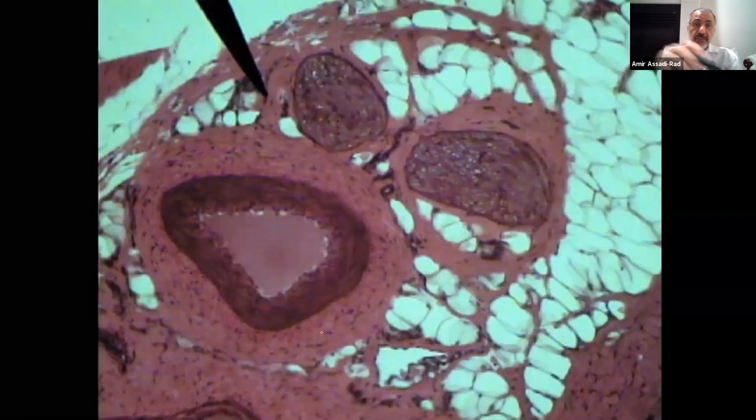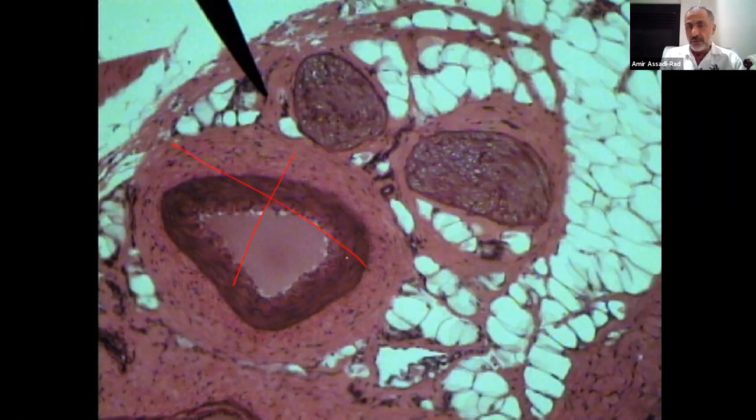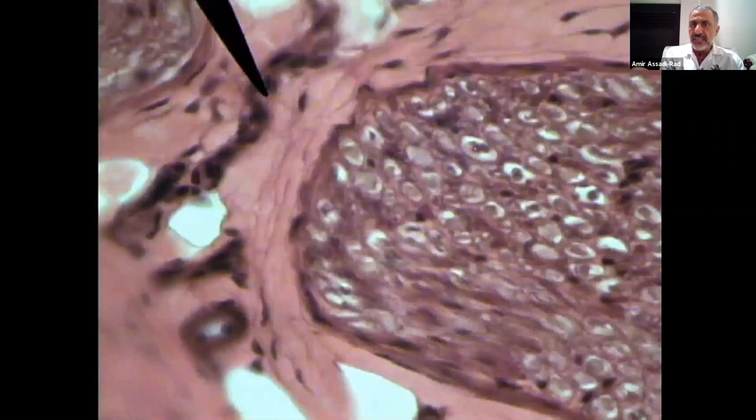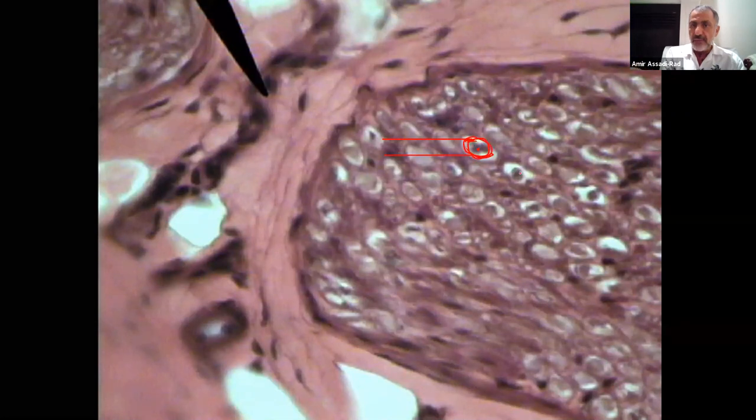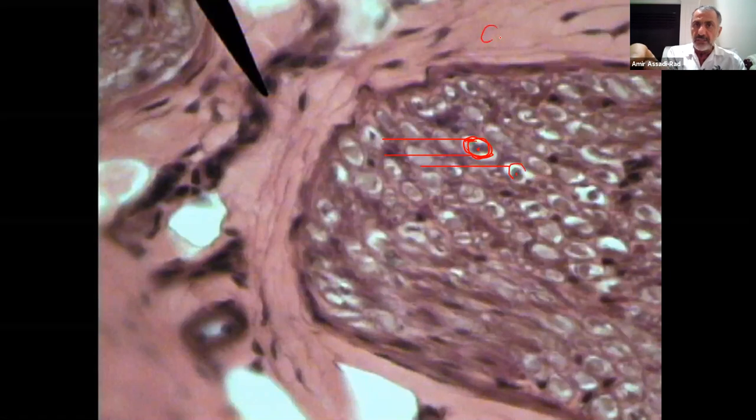Here is a picture of it. This one is a blood vessel, an artery, but focus on these. This is the connective tissue I was talking about. These are all fat cells, but that's the connective tissue around a nerve bundle. And these are cross-sections of the axons. This is the axon, and this is the myelin sheath, the white. Axon, myelin sheath, the white. This is the connective tissue right here. And in this nerve bundle, you have a lot of axons surrounded by Schwann cells.